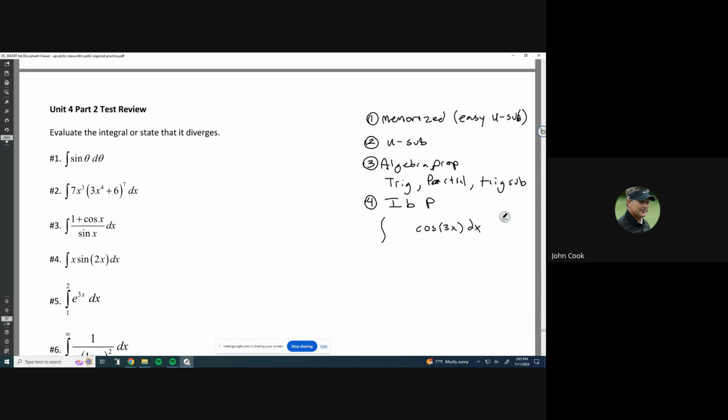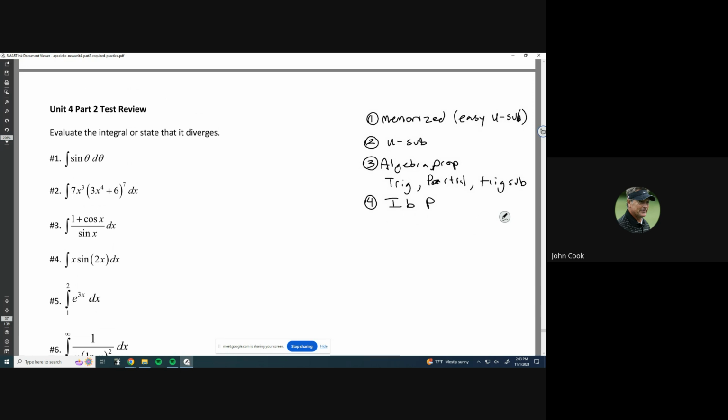And if I saw the standard cosine of 3x times e to the 4x or something like that, right? Those would be the ones where I do integration by parts twice and then subtract and then divide by the constant. So remember those ones as well. Those are very standard integration by parts problems.